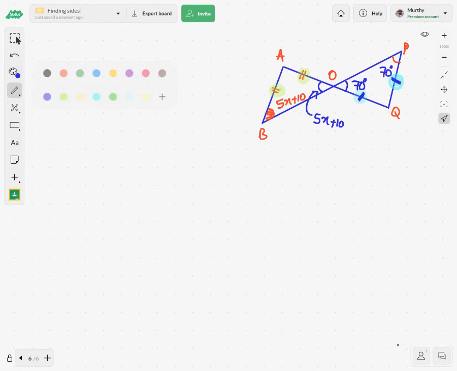Now, the last part is really important. I see that this is 5x plus 10, and I see the other angle is 70 degrees. These two are vertically opposite angles. I know that vertically opposite angles are equal. My bad, I did not justify. So let me take angle B equals angle AOB, because of the isosceles triangle property.